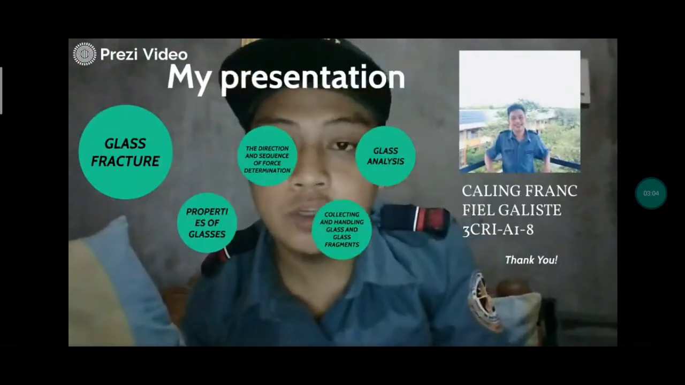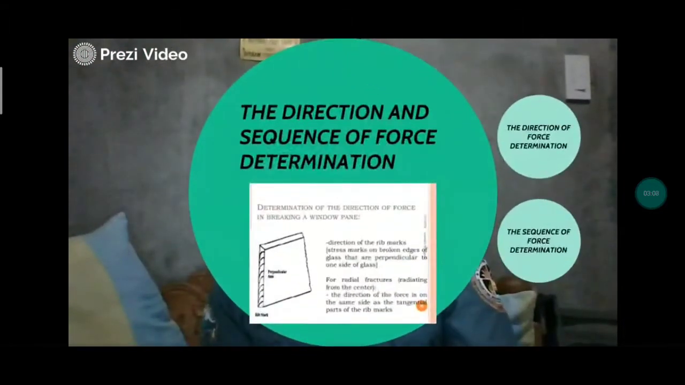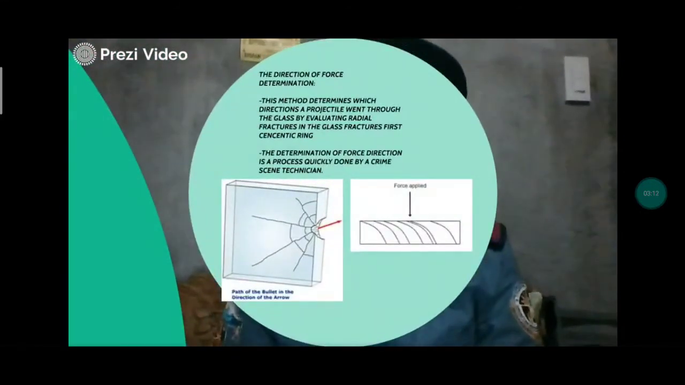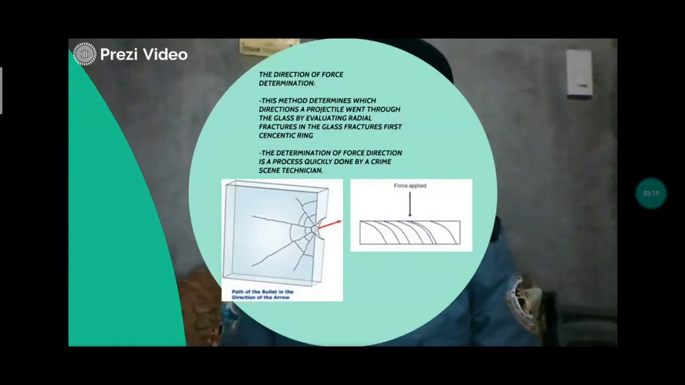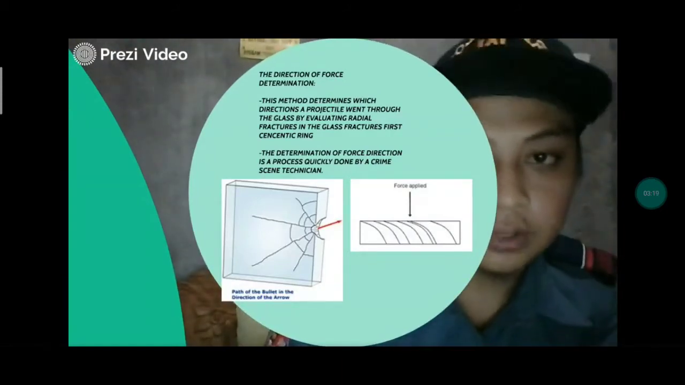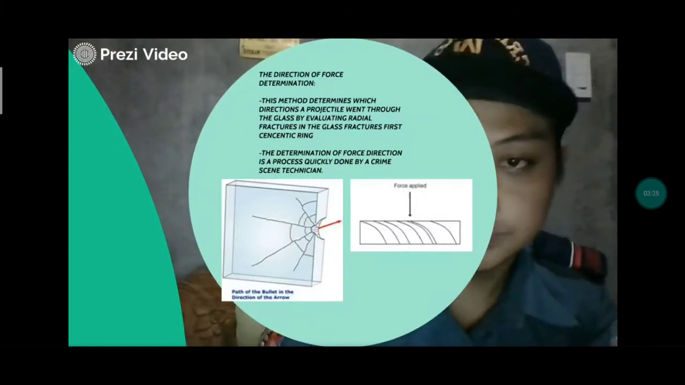The direction and sequence of force determination. The direction of force determination. This method determines which direction a projectile went through the glass by evaluating radial fractures in the glass fractures.